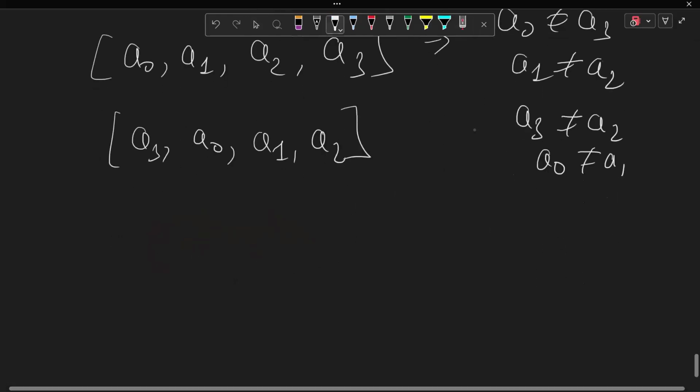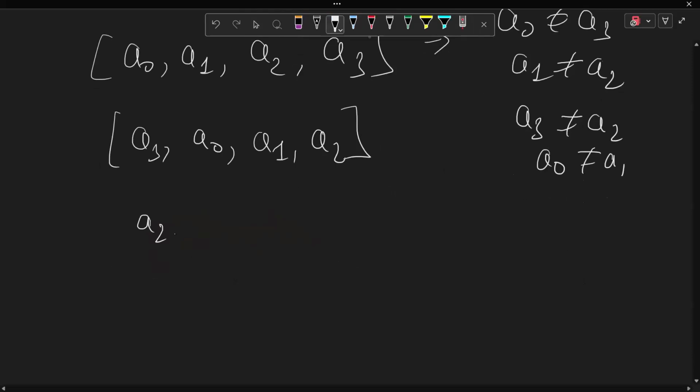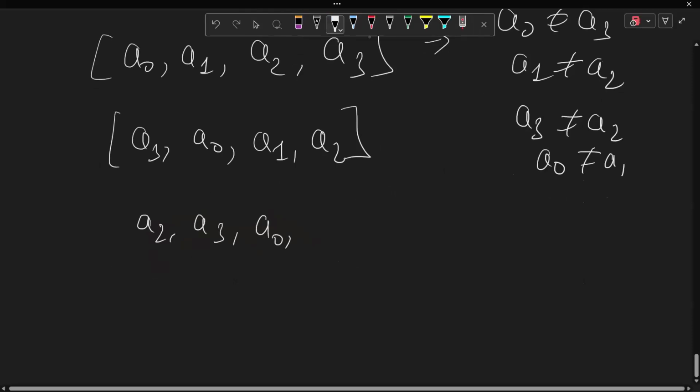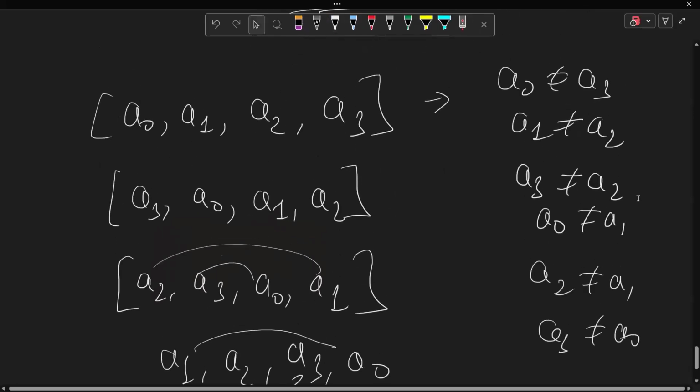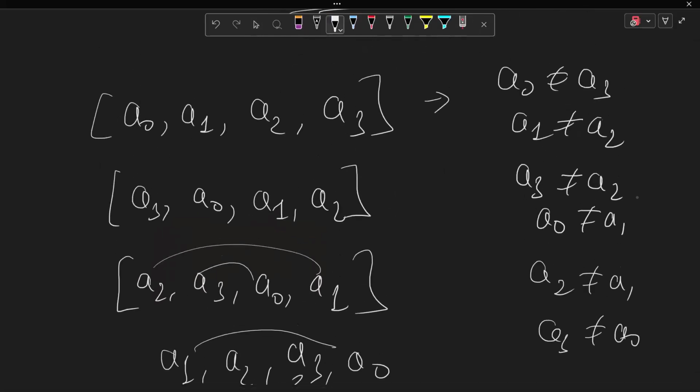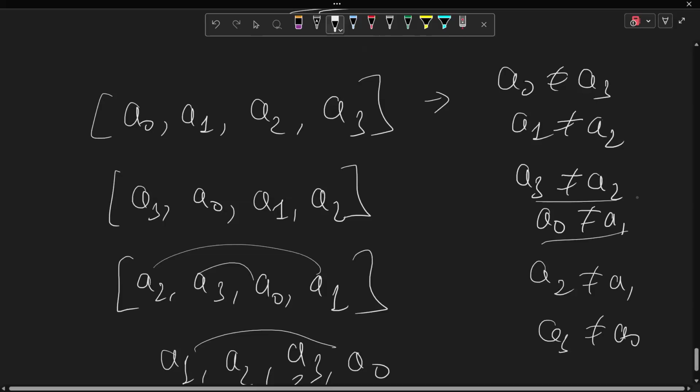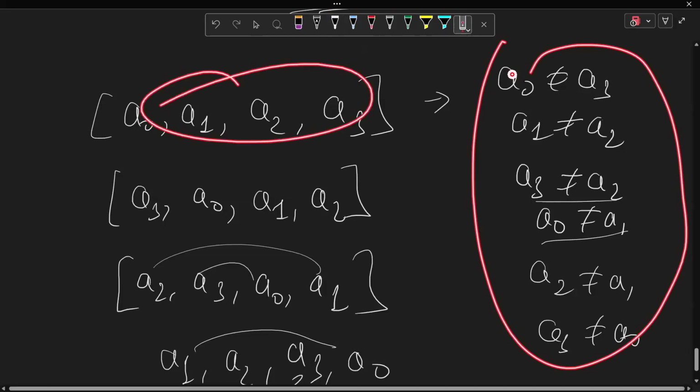Now again, I would cyclic shift it. So A2, A3, A0, A1. So these two and these two: A2 not equal to A1 and A3 not equal to A0. One more cyclic shift gives A1, A2, A3, A0, but I think that is already covered, it is already done. So these 6 conditions we get for an array of size 4.